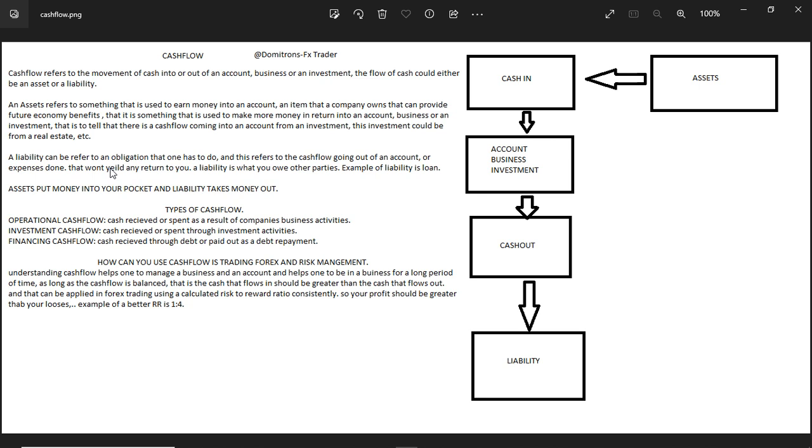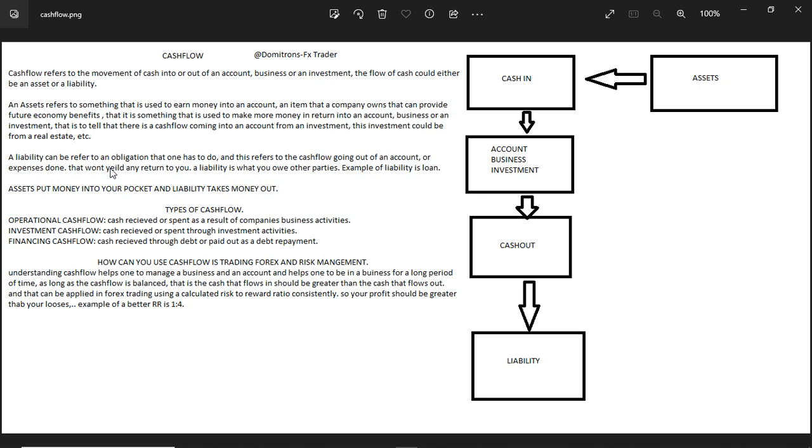So it's an asset to us, while it's a liability to others. You can turn something into an asset and you can turn something into a liability. Also, if a phone is damaged, we spend money on repairs, so it can also be a liability.